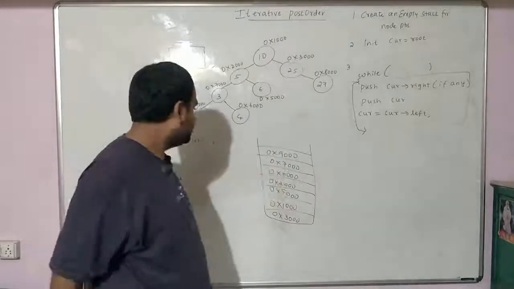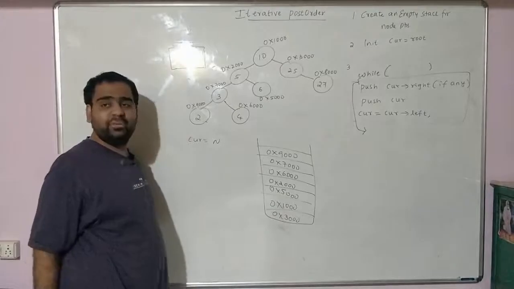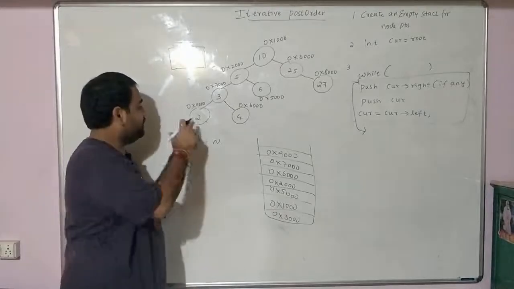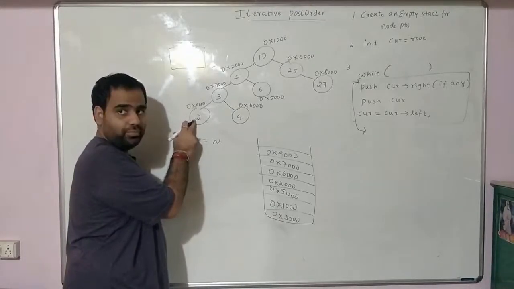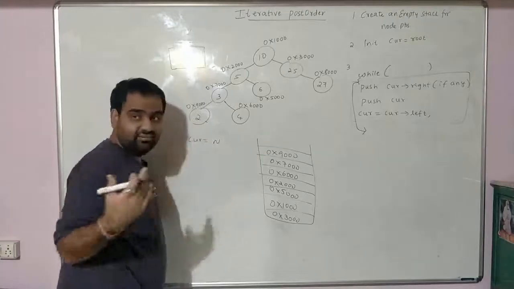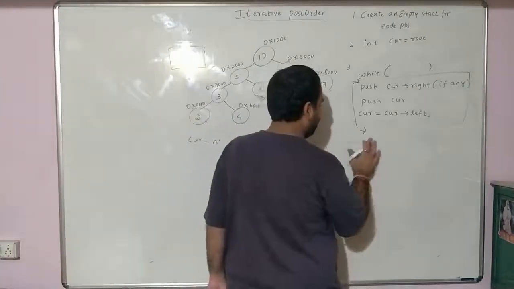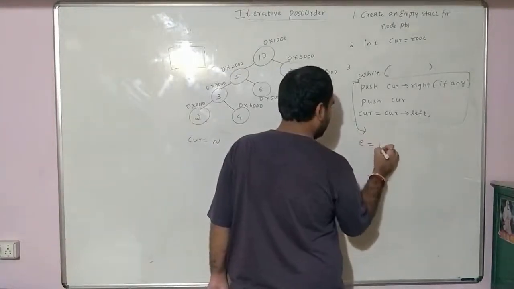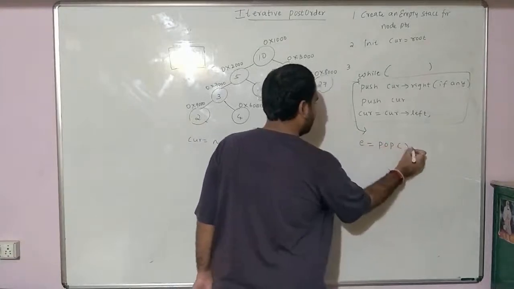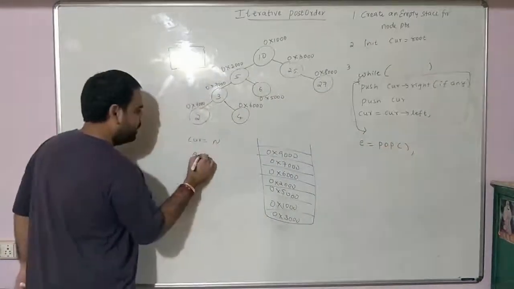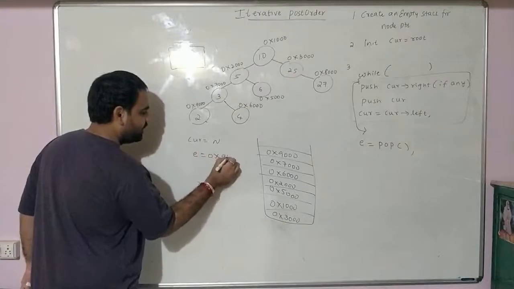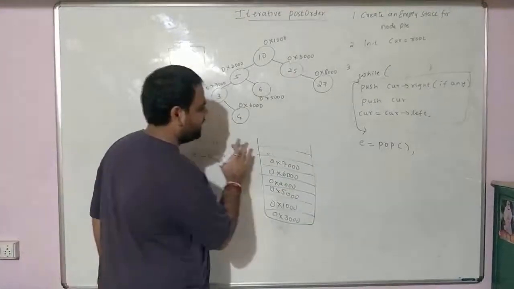Now whenever you reach null, that means you have reached the leftmost node. After you reach the leftmost node, you have to pop an item from the stack. And how do you pop an item from the stack? You say E is equal to pop. Now when I say E is equal to pop, the value of E will become what? 9000. You can take any other variable name as well.